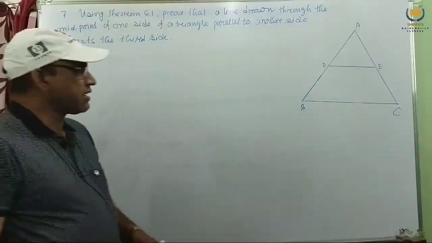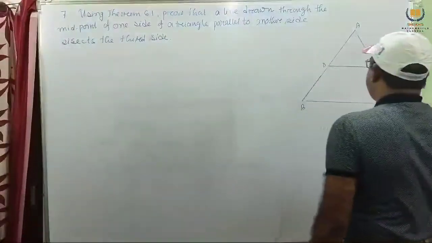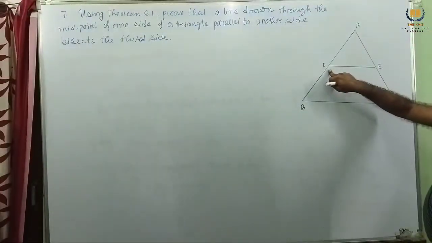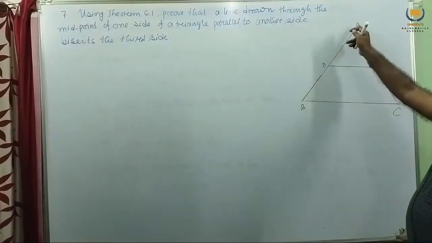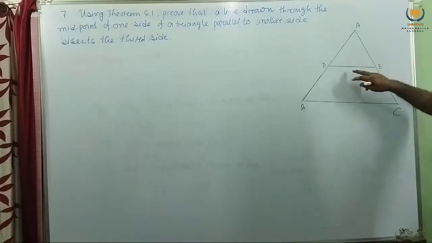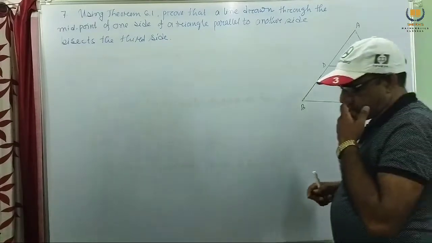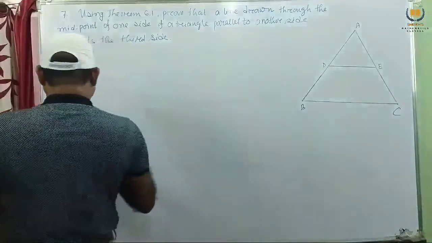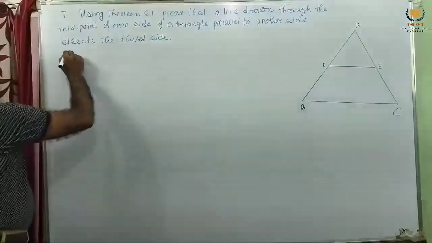So first we consider ABC a triangle. D is the midpoint of AB. Now we have to prove E is also the midpoint of AC, with DE parallel BC. Now the proof. Solution.